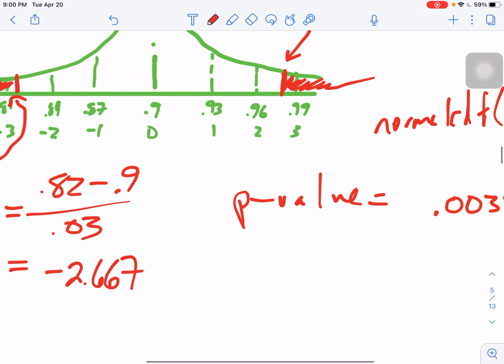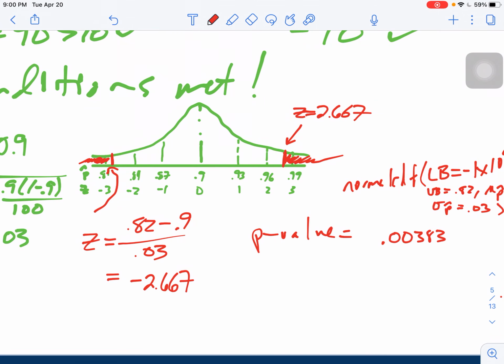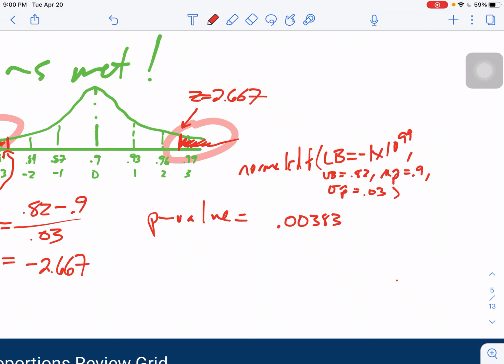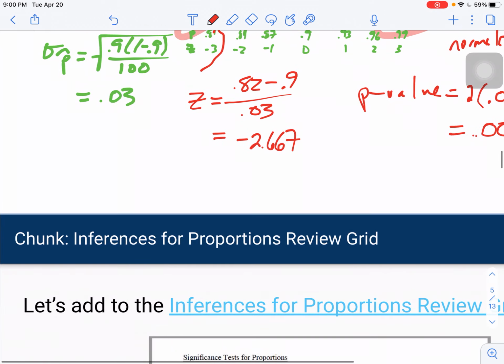Now that's just the area of this left tail over here. So that's this region here. But now I also want this region here. Both of those two areas together are going to form that p-value. But now because of symmetry, all I need to do is multiply what I got from normal CDF by 2. And if I do that, I'm going to get 0.00766. So still a pretty small p-value.